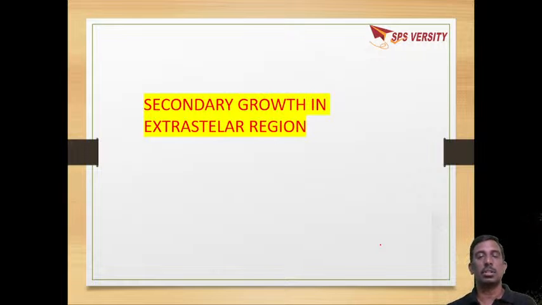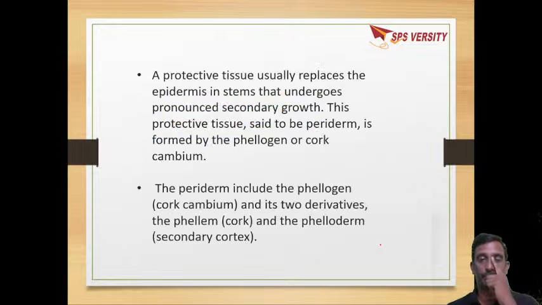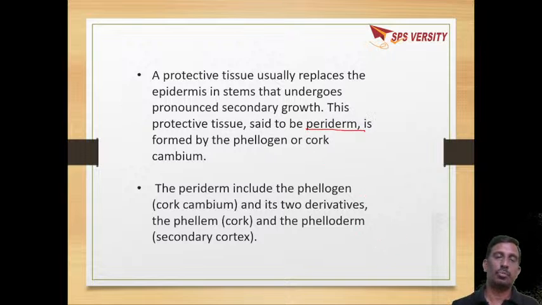Extrastelar region. Extrastelar means other than the stele. Cortex में होता है. So in the cortex there are other simultaneous changes. In the epidermis, due to this secondary growth, it is replaced by a protective tissue called periderm, which is formed from phellogen.